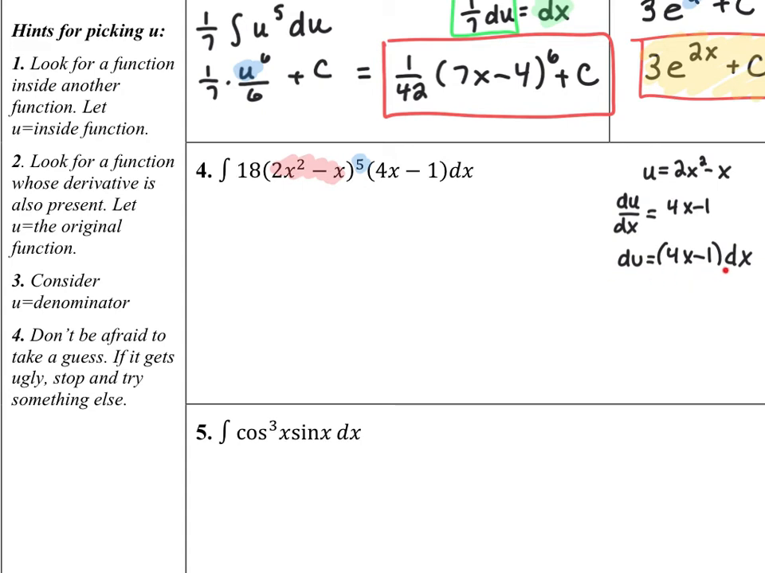When you get to this part, stop and plan out where you're going to substitute things. I see that my 2x squared minus x, that is going to be my u. The other part that needs replacing is this 4x minus 1 dx, and that's exactly what I have sitting over here, which means this whole piece right here gets replaced with my du.